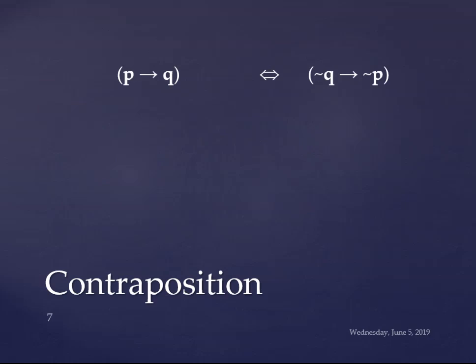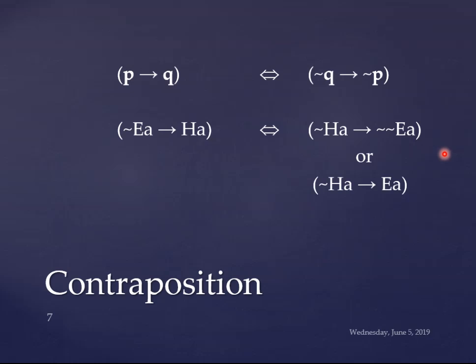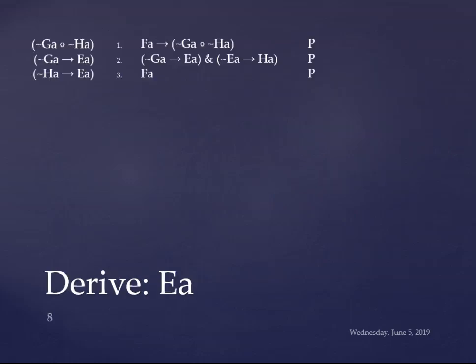Okay, so here's what I want you to notice in our problem. What we have in the conjunction right here, not EA, arrow, HA, is logically equivalent with this, not HA, arrow, not EA. Or more simply, not HA, arrow, EA, which is exactly one of the subtargets that we want to get. So we're going to make use of that conjunct. That's going to come in handy for us.